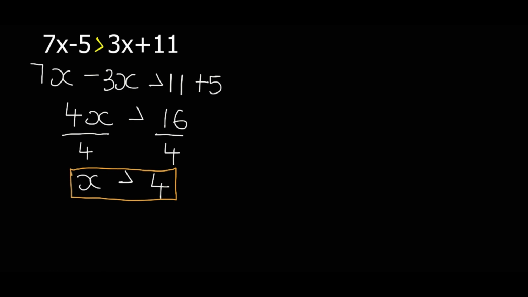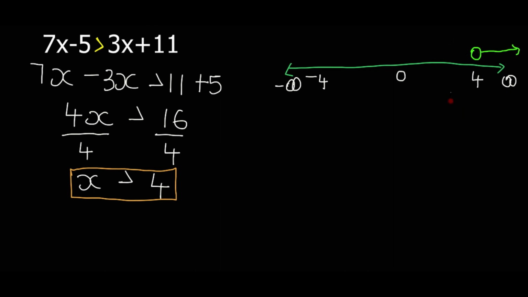So our answer on a number line. And then because of this inequality sign, we use the open circle, and then because it's greater, it goes to the right. So this is our answer on a number line, and then our answer in interval notation goes in this way. We use this bracket because of this inequality. So this is our answer.